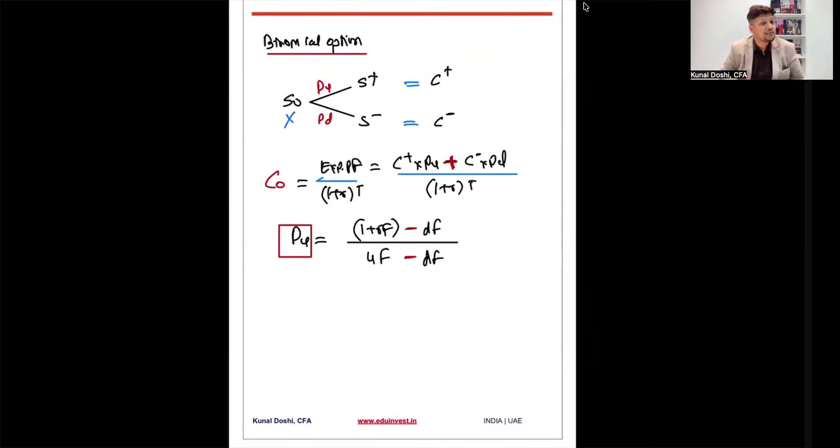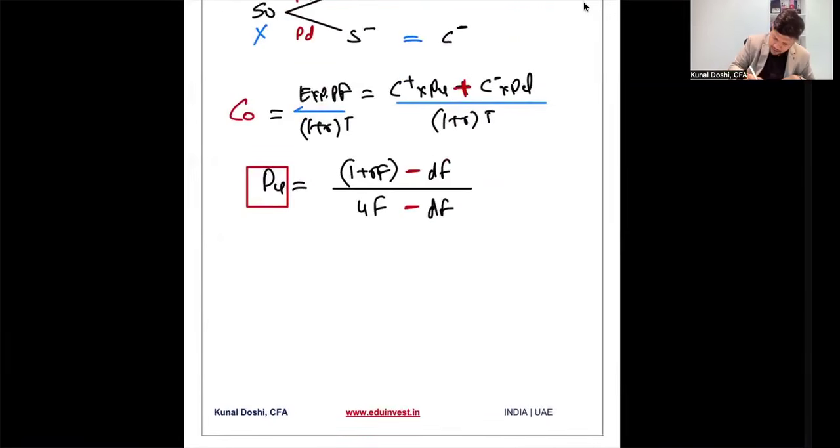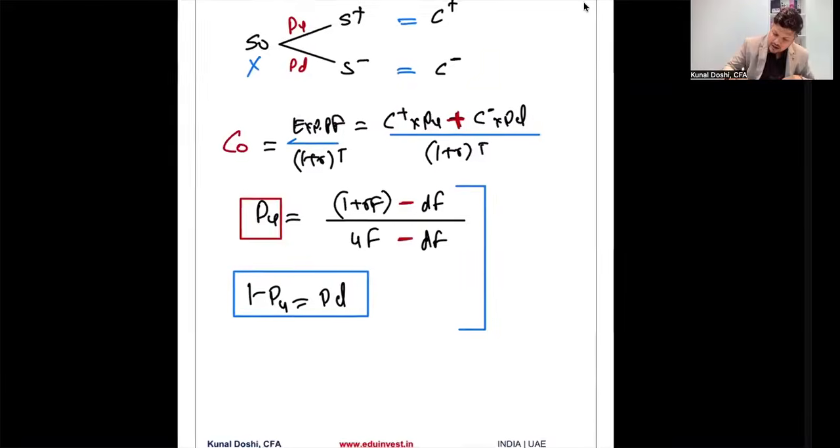This is what students should remember. For example, if the stock is expected to go 20% up, the factor will be 1.2. If it is expected to go 20% down, the factor will be 0.8. Correct? That will give you probability of upside. 1 minus probability of upside will be your probability of downside. Check and confirm. Right? That will be used in the formula here.